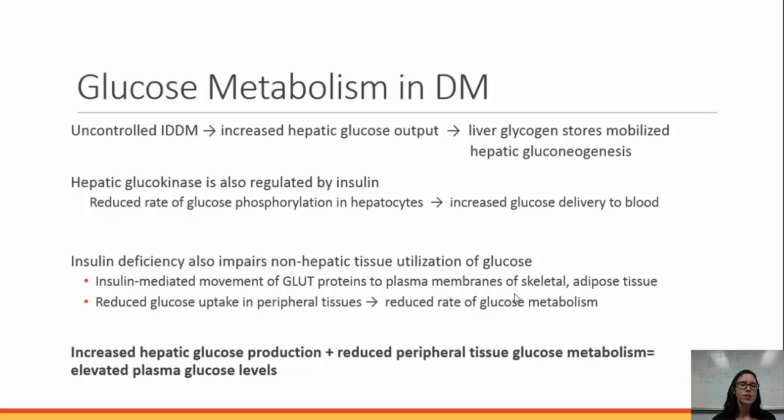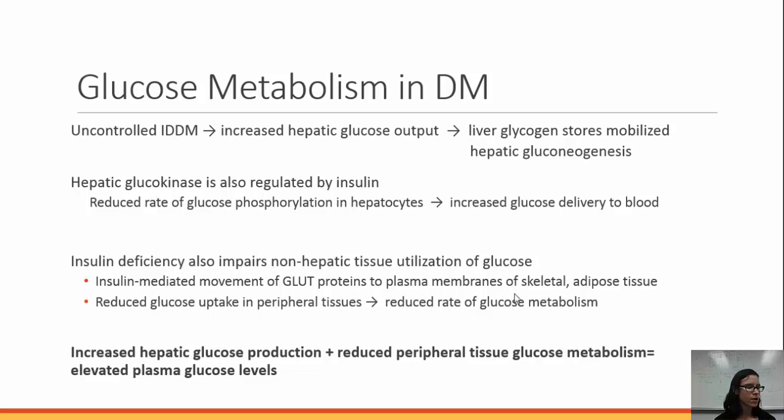Also, the hepatic glucokinase is regulated by insulin. If you'll remember, glucokinase catalyzes the reaction of glucose to glucose 6-phosphate, so it can start going into the TCA cycle. So if we have a reduced rate of glucose phosphorylation in hepatocytes, then we have an even greater increased glucose delivery to the blood.